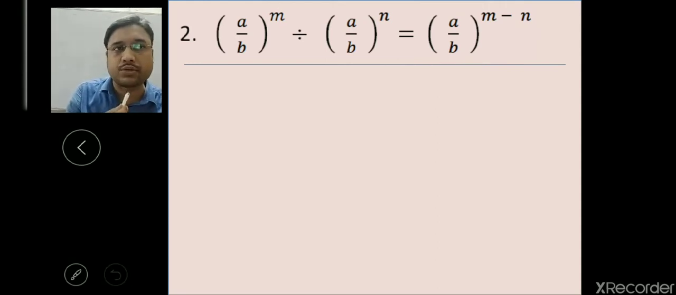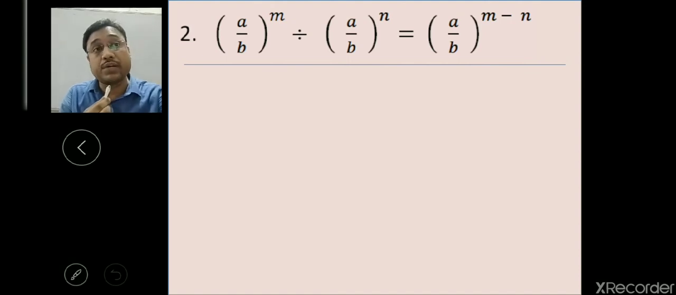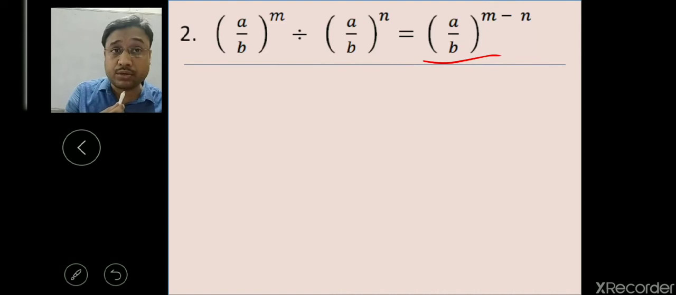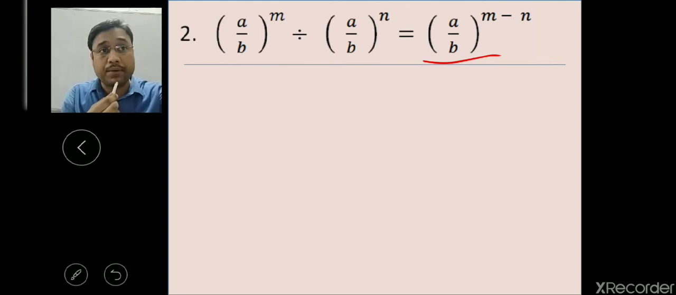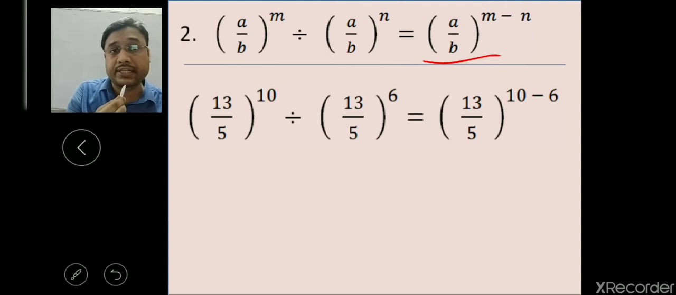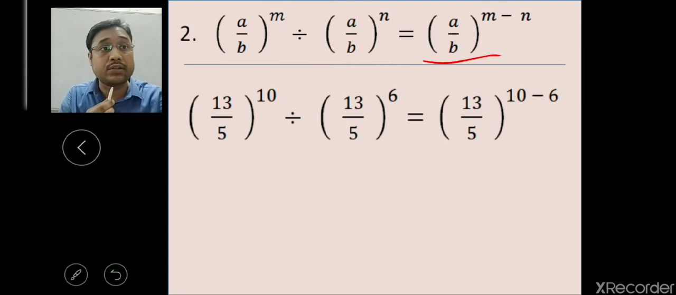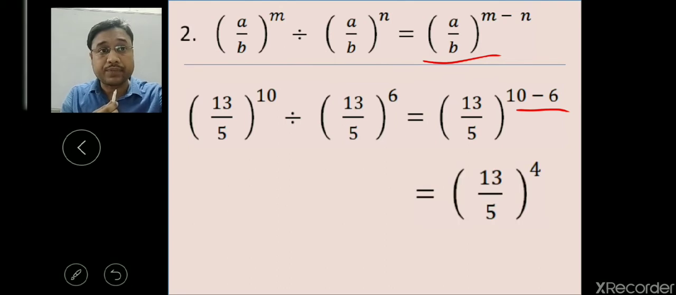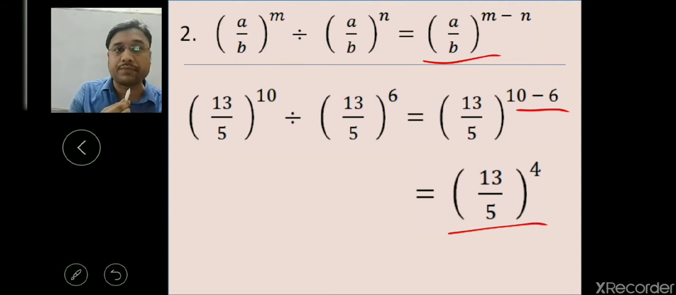That means the powers you will subtract and the base you will take the same (a/b), because in both the numbers the base is the same and its value is a/b. So in the result also it will be a/b only and the power is m minus n. That means at the place of power you write the difference of their powers. As for example, see (13/5) to the power 10 divided by (13/5) to the power 6 is equal to (13/5) to the power 10 minus 6. Here the power will be subtracted. Now 10 minus 6 is equal to 4, so the result we are getting is (13/5) to the power 4.